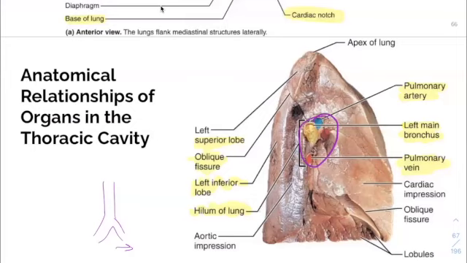From this angle, you see a cardiac impression, or this is labeled as cardiac impression, but that's where that cardiac notch is. There's also an aortic impression on that lung, because the aorta comes up and around and follows the spinal cord down, but it also has a place that sits in that left lung as well.